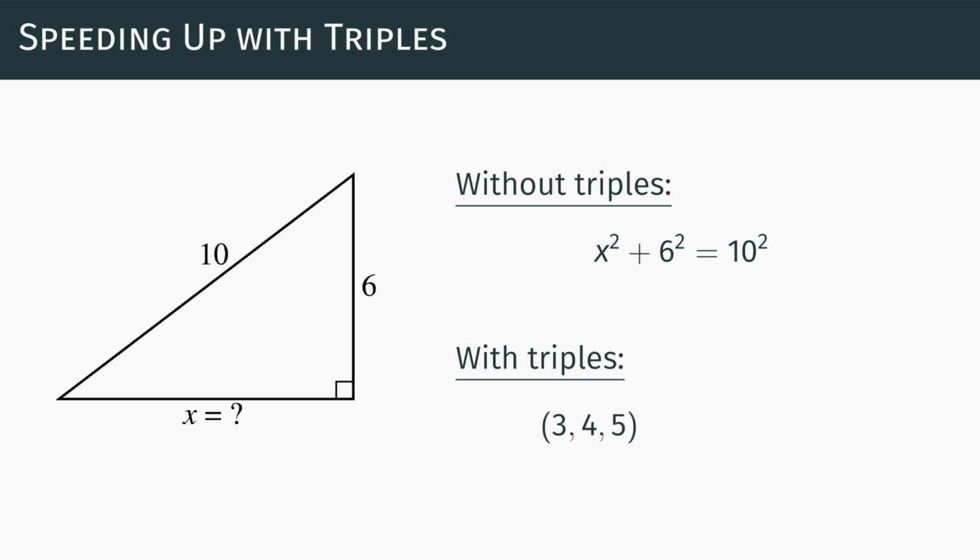Well, if you know your triples, you might go, oh, 3, 4, 5. Well, that's a basic Pythagorean triple. Oh, if I just multiply by 2, I get a 10, a 6, and what's the one that I haven't used so far in that triangle? The 8. The 8 has to be the value for x, right?